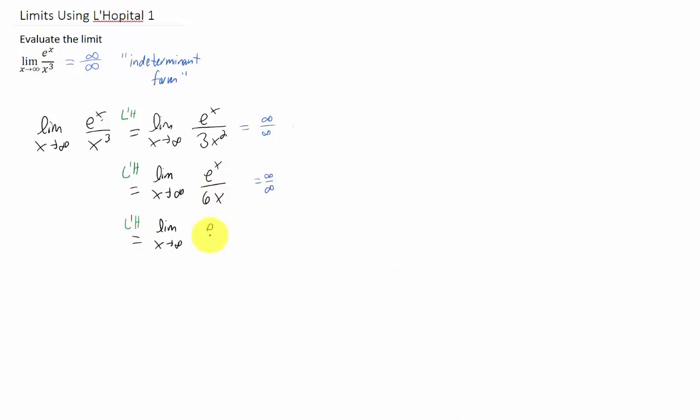And the derivative of the numerator is again e to the x. The derivative of the denominator is 6. Now, when we take our limit as x goes to infinity, this goes to infinity over 6, which is just infinity still. That is no longer an indeterminate form. It is just infinity. So that completes this problem, but as a side note, what are indeterminate forms?